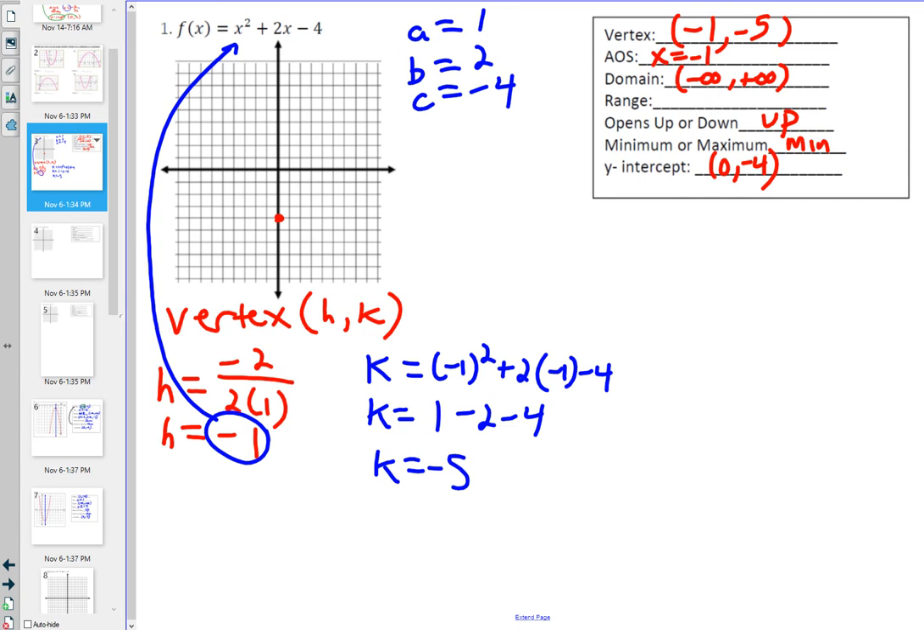You could say greater than or equal to -5. See, if it's going up, it'll be -5 first and then up to positive infinity. Or you can just say y greater than or equal to -5.